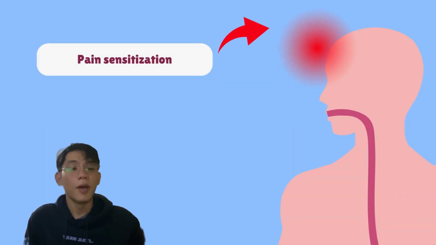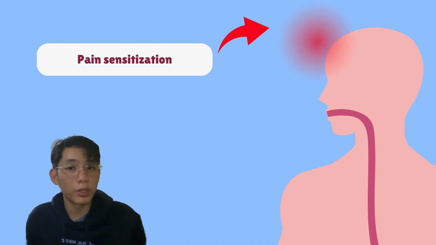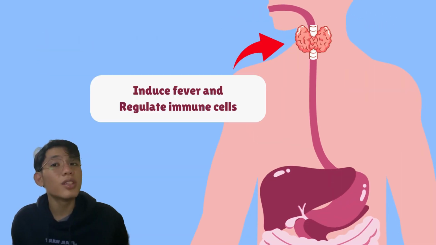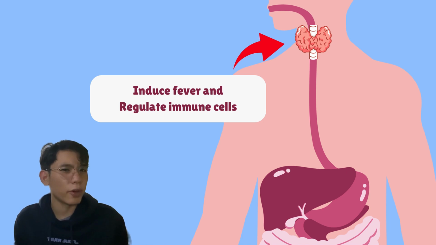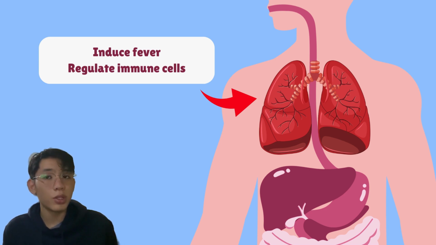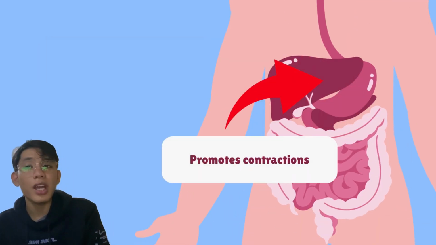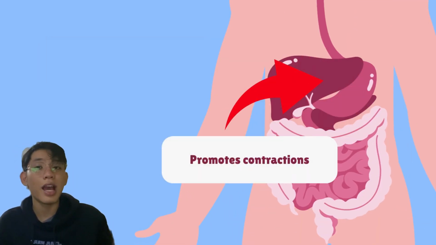Prostaglandins also cause pain sensitization. Prostaglandins will act in the nerve endings, especially in the central nervous system, to promote the pain sensation and response. In the immune system, prostaglandins induce fever by acting on the hypothalamus within the brain and regulate immune cells. Prostaglandins act in the respiratory tract by regulating airway smooth muscle, promoting constriction or dilation of the airway. They regulate the GI tract, promoting contractions, and prostaglandins also decrease stomach acid production.